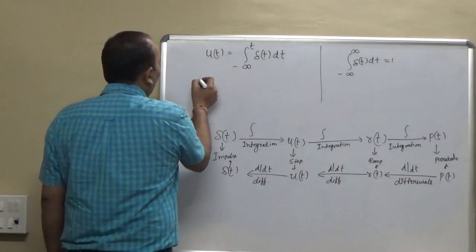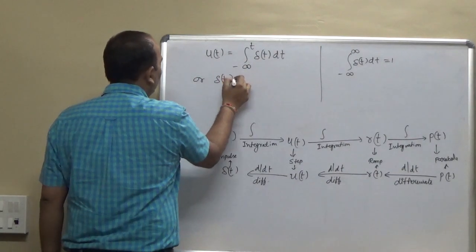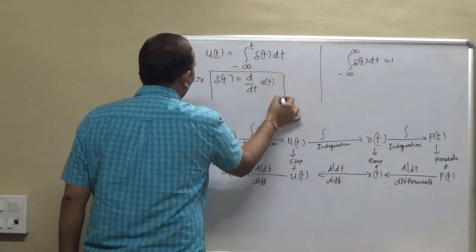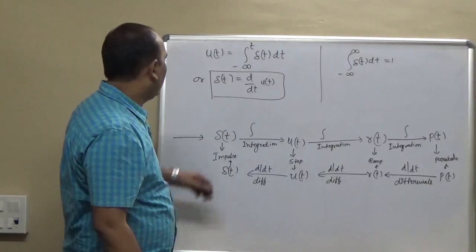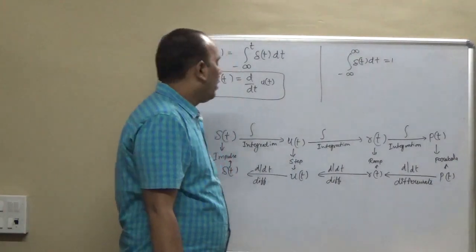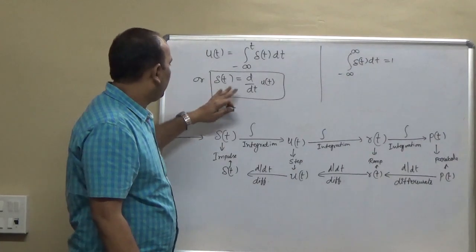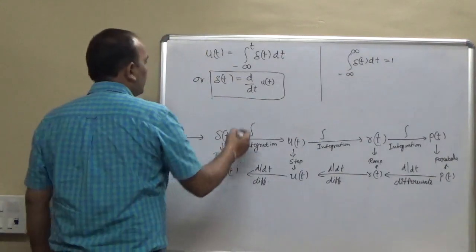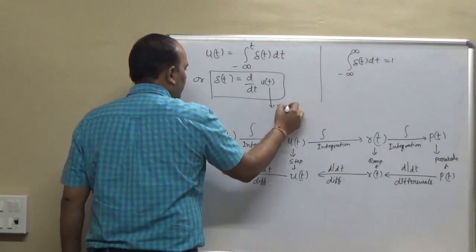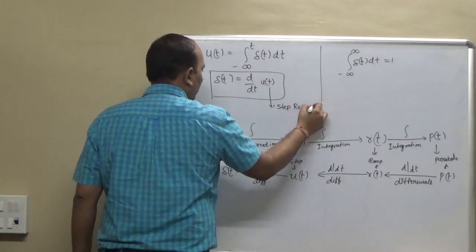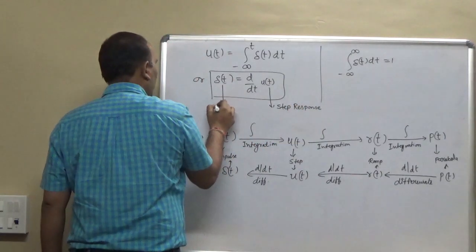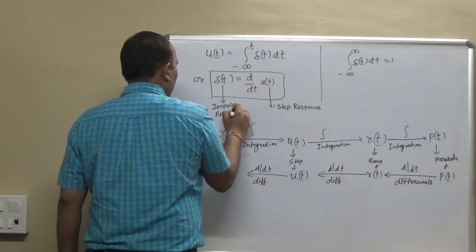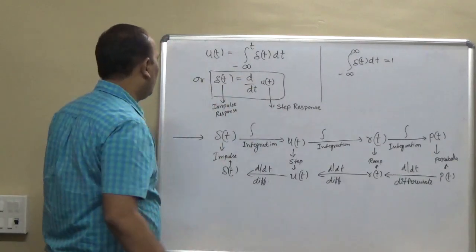So first thing is this, del t is just a differentiation of u t. If you are having the unit step function, then after differentiating you will get the impulse function. It has many significations that you will see in the LTI system, because this one is representing the step response and this is the impulse response. So we can relate both of these.